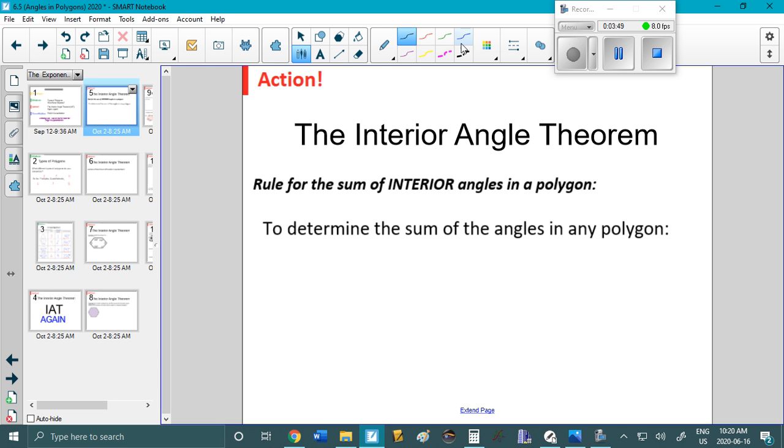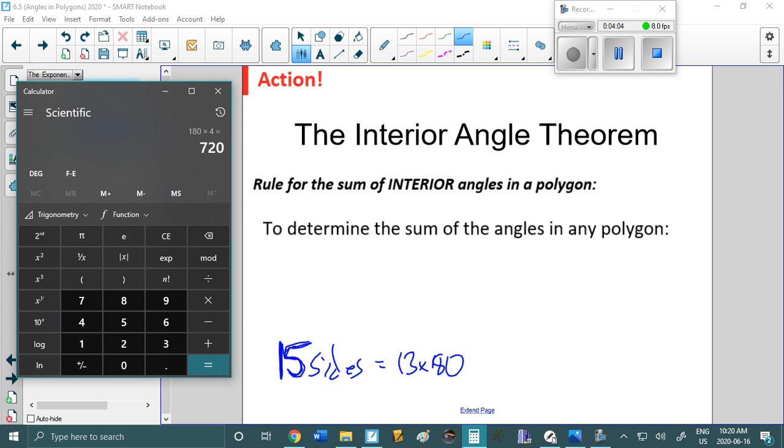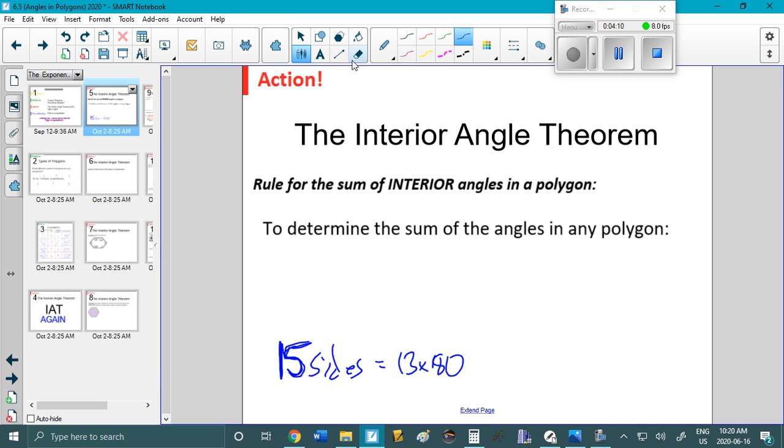Let's say it had 15 sides. If it had 15 sides, what would the sum of the angles be? Well, if you said 13 times 180, or 2,340 degrees, you would be correct.